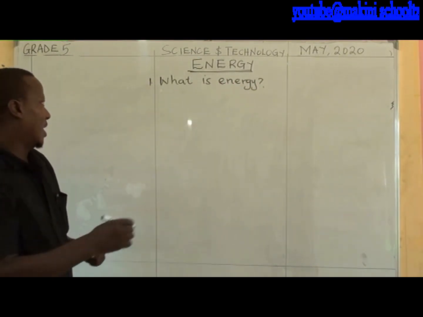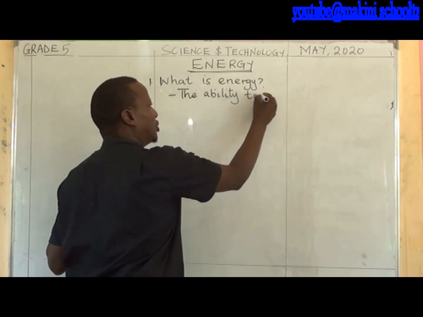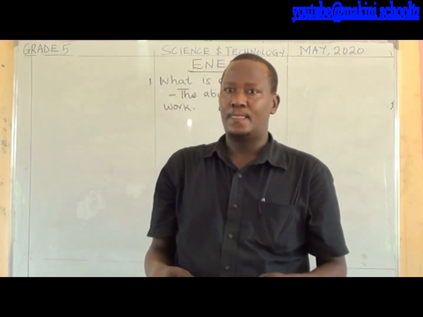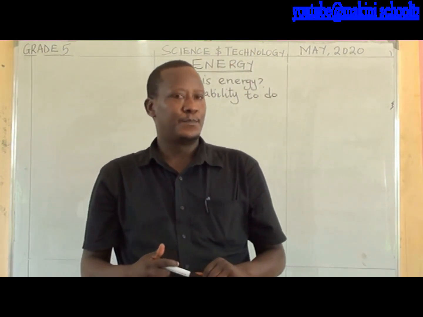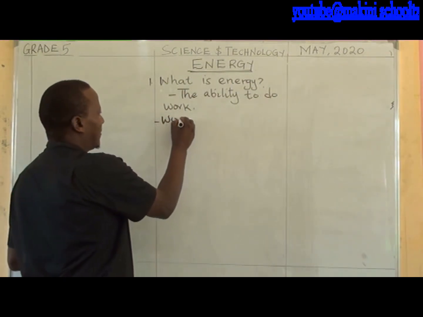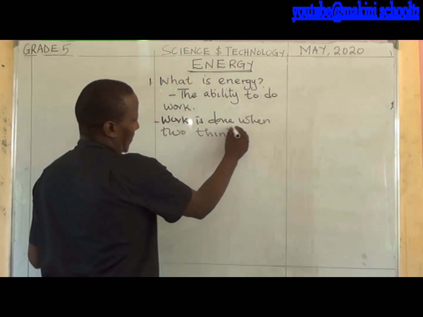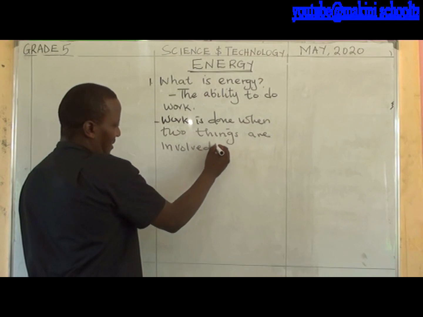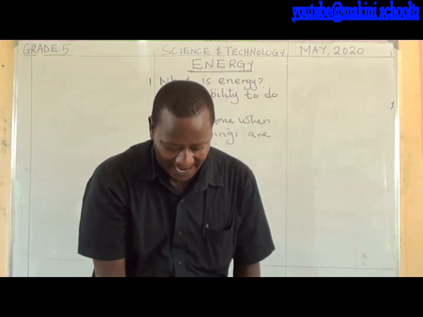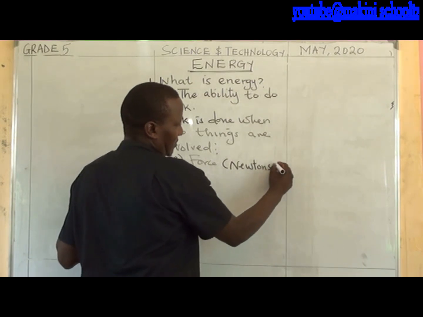Energy is the ability to do work. For any work to be done, energy has to be applied. And when we say work, what do we really mean? We only say that work is done when two things are involved. One, we need to apply what we call force. And force is measured in newtons, or N, capital N.